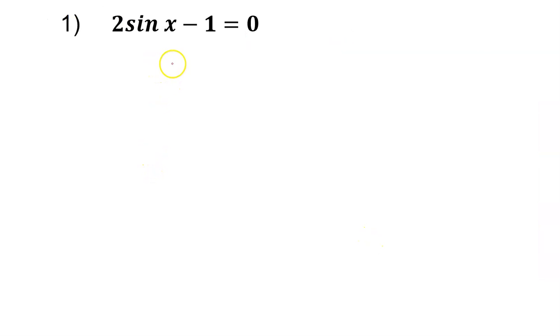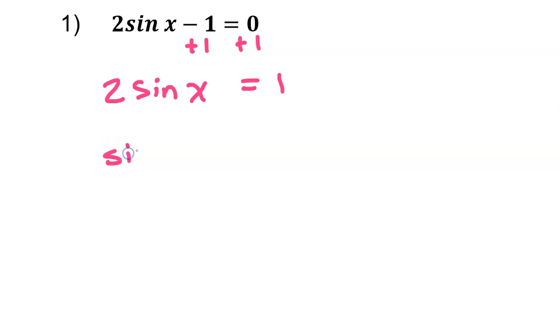To solve this equation, first we need to get sine x by itself. So we are going to add 1 to both sides. So we have 2 sine x is equal to 1. If we divide both sides by 2, then we have sine x is equal to 1/2.